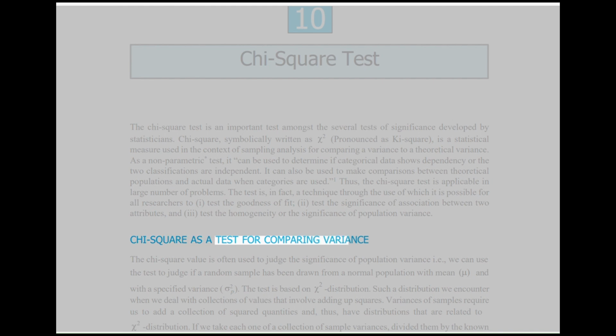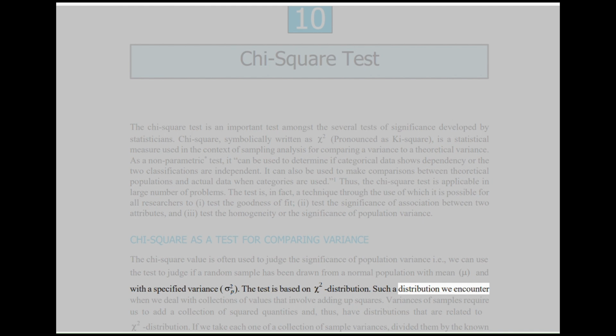Chi-square as a test for comparing variance. The chi-square value is often used to judge the significance of population variance, i.e., we can use the test to judge if a random sample has been drawn from a normal population with mean μ and with a specified variance σ². The test is based on the χ² distribution.